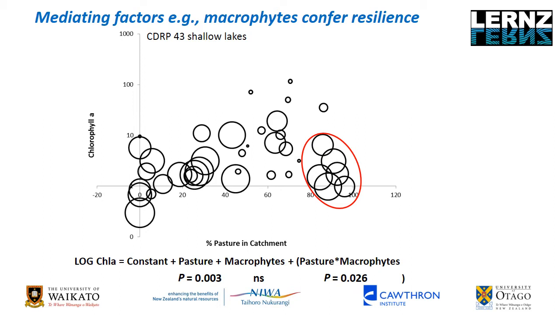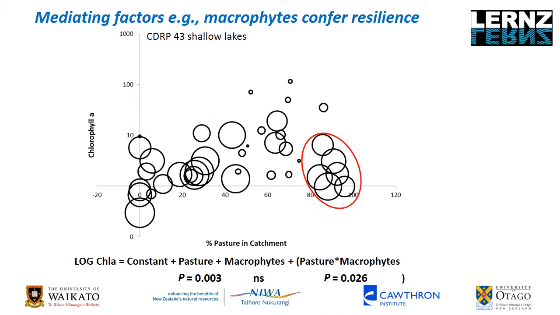And we can see at the high levels of catchment pressure, there are a number of lakes that actually have quite low chlorophyll readings, and these are the lakes generally with quite high macrophyte biomass. And the ones that have very poor or very high chlorophyll readings are the ones with very low macrophyte biomass. So macrophytes confer a certain amount of resistance or resilience to eutrophication.